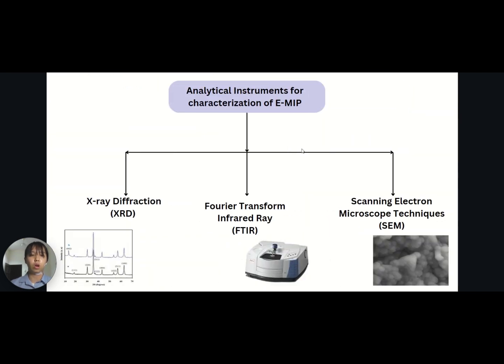Analytical instrument for characterization of EMIP. We have SPM to check the morphological and also chemical structure of the base electrode or the electrode which is modified, like that. The FTIR is to check the interaction between the functional monomer and the template molecule complex, MIP, NIP, like that. We can check the functional group. The X-ray diffraction is to check the degree of crystallinity of the MIP and also the NIP.